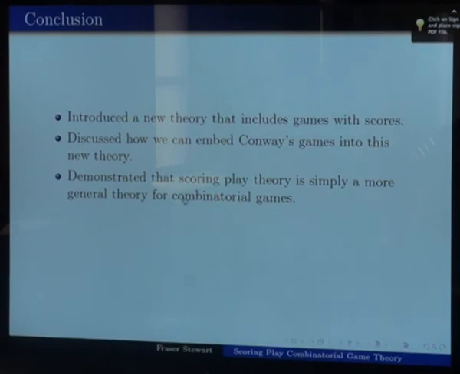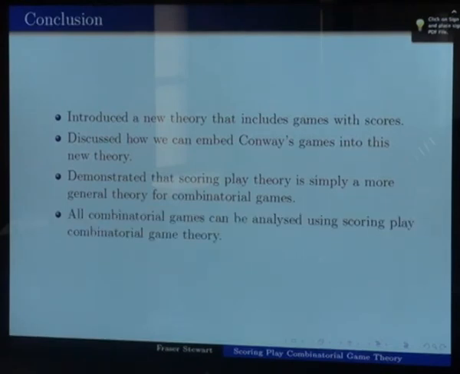Although I didn't do any proofs, I left all the proofs out deliberately because I didn't want to bore people with that stuff. What it means is that all combinatorial games, all of them, can be analysed using scoring play combinatorial game theory, which I think is really cool. So I basically devised a complete theory for all combinatorial games. So thank you for listening, and does anyone have any questions?